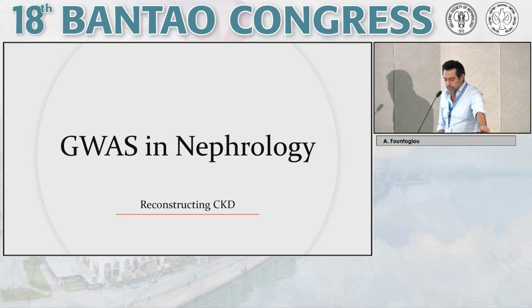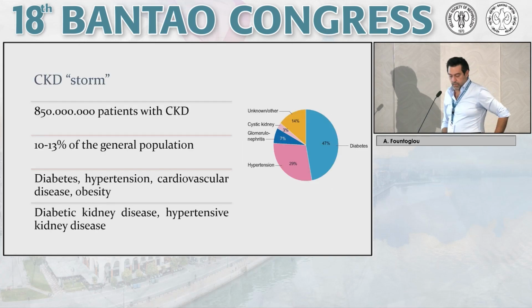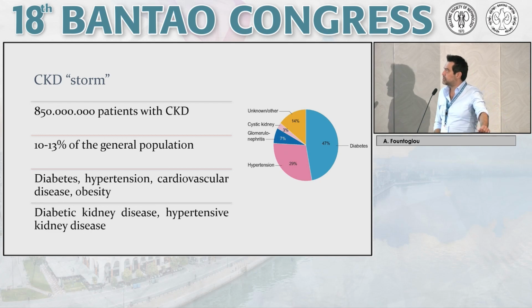The subject of my today's presentation is the role of GWAS studies in nephrology, and particularly in the reconstruction of the concept of chronic kidney disease. In recent years, we are faced with an epidemic of chronic kidney disease, the so-called CKD storm. Up to 850 million patients suffer from some form of chronic nephropathy.